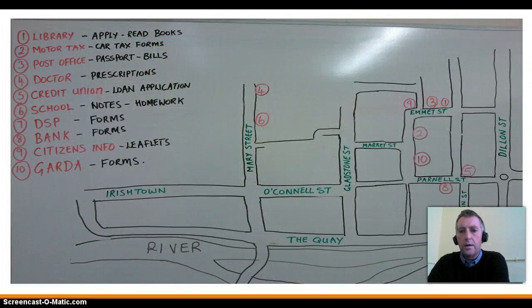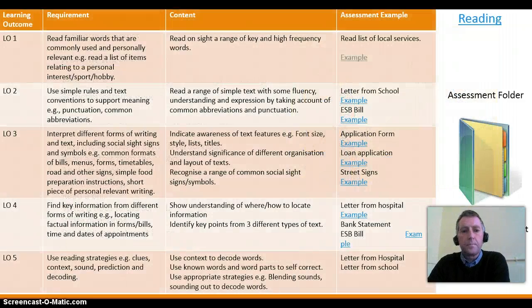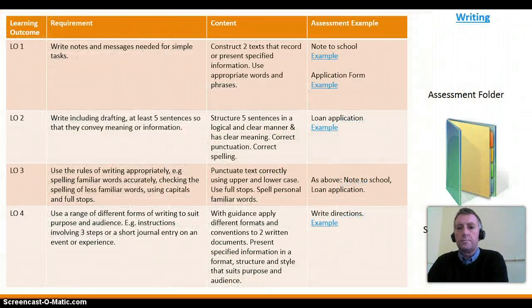We're going to look at the assessment briefs for writing for activity 2, My Town Local Services. It will include writing a note to school, writing out the application form with an application form for a loan and an application form to join the library.